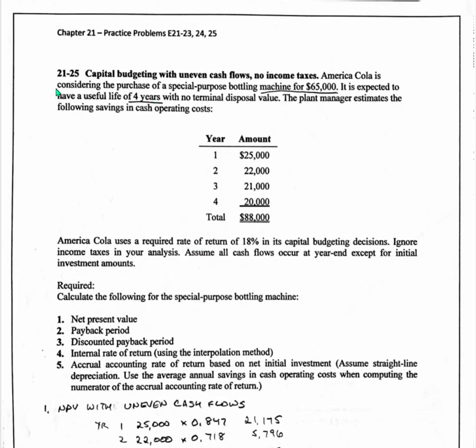Okay, this is exercise 21-25, and this one has uneven cash flows but no taxes. We've got this company that's got a special purpose bottling machine for $65,000, useful life of 4 years, and no disposal value. So these are the cash flows that are coming in each year. We've got a required rate of return of 18% for capital budgeting, and we're going to ignore taxes.